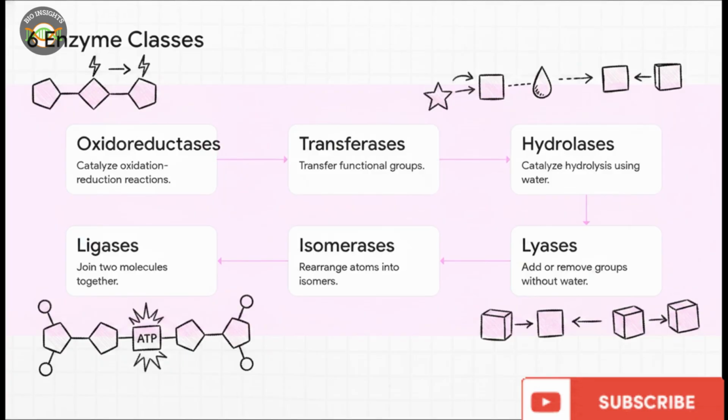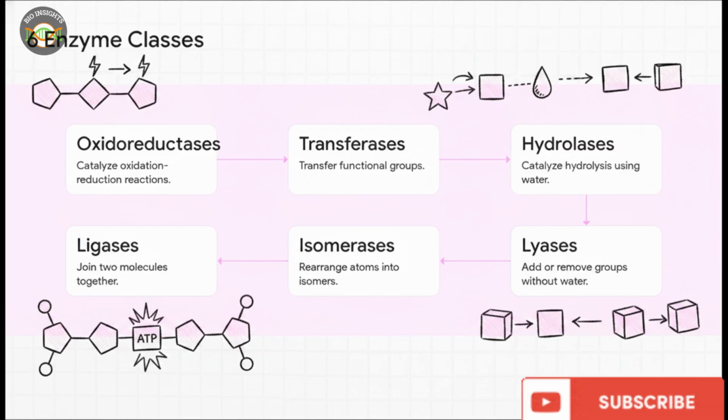Third, hydrolases. These use water like a molecular scalpel. They break chemical bonds by forcing a water molecule into the structure, a process you probably know as hydrolysis. Fourth, we've got lyases. These are also bond breakers, but they do it without using any water. They add or remove groups to form or break double bonds. It's essentially taking a structural shortcut.